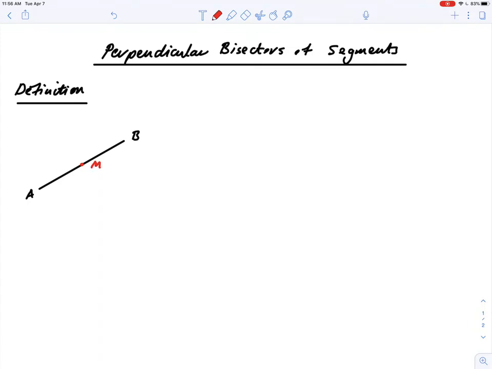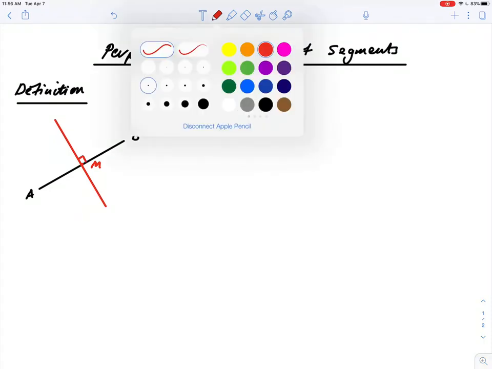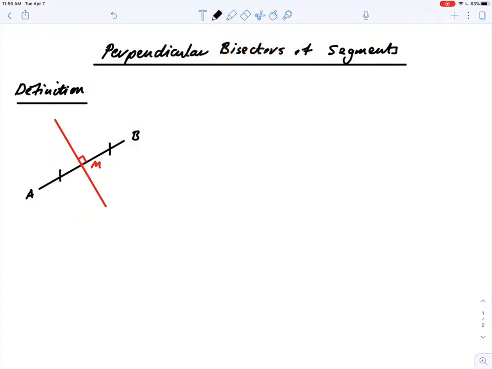So the perpendicular bisector is the straight line which cuts this line segment in half, and it crosses at exactly 90 degrees. Okay, so it's cutting in half, and it's a right angle on both sides. So this is called, unsurprisingly, the perpendicular bisector of the line segment AB.